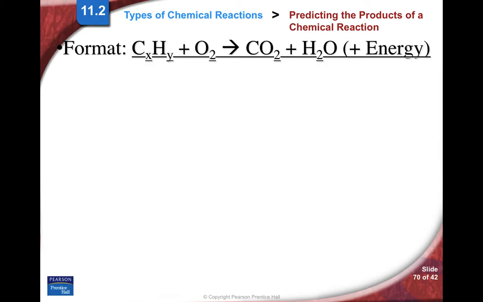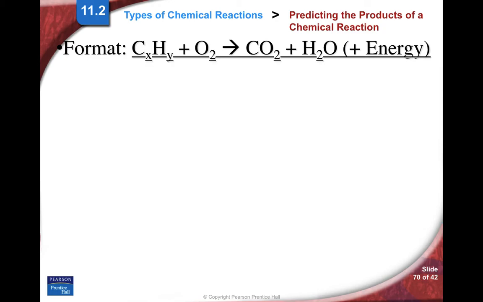Okay, so the format of the reaction looks different than all the other ones. So the format is CxHy. The x and the y are just numbers. I'll give you a bunch of examples in a second. So it could be like C2H4 or CH4. So the x could be just a 1 or 2 or 3, and so could the y. Okay, then it always reacts with oxygen, and they always form carbon dioxide and water. And I put energy, which is the heat and the light that it releases.